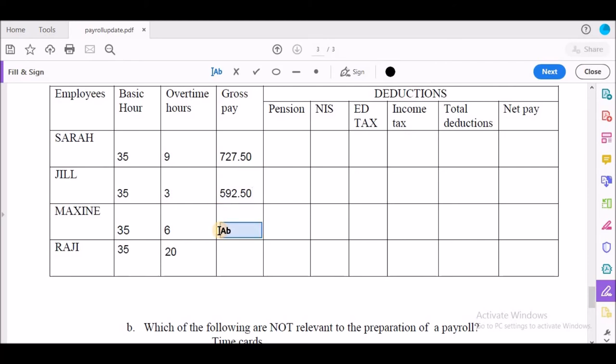Then we have Maxine. So Maxine worked 6 overtime hours, so hers was going to be 660. And Raji worked 20. So that's 975. Raji sounds like a boy name to me, so I'm going to say he. Alright. So that's the different gross pay there.